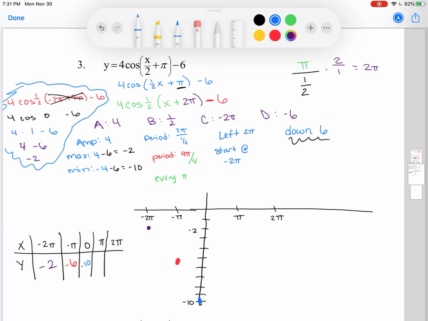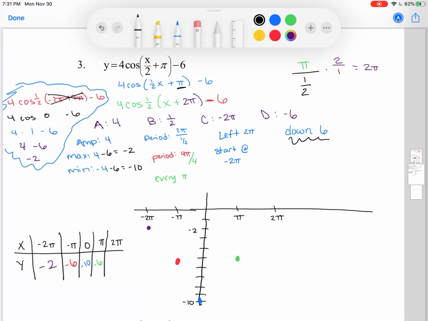Followed by pi. Pi plus 2 pi gives me 3 pi. 3 pi times 1 over 2 is 3 pi over 2. Cosine at 3 pi over 2 is 0. 0 times 4 is still 0. And 0 minus 6 is still -6. So at pi, I want to point at -6.